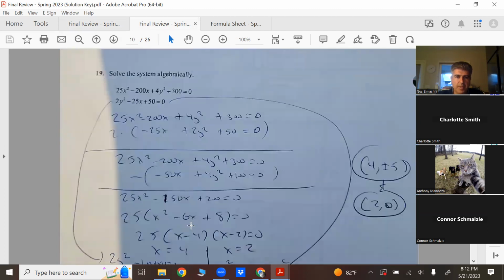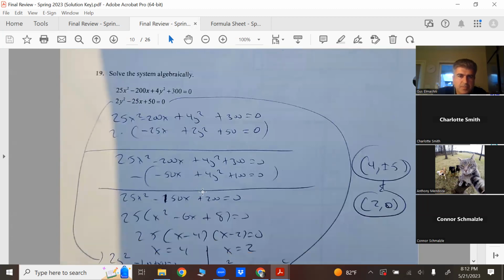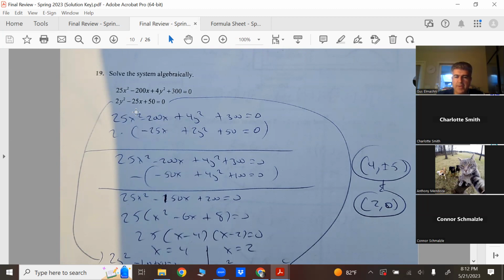Okay, here we go. Actually, yeah, let me walk you guys through the solution. The way this will be designed, it'll be designed in such a way where something should cancel out very nicely.